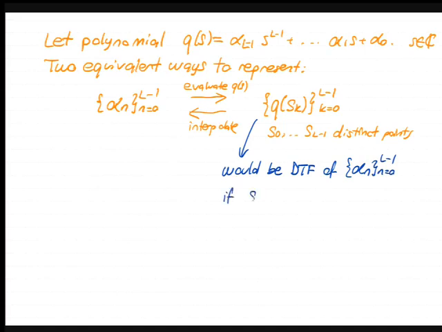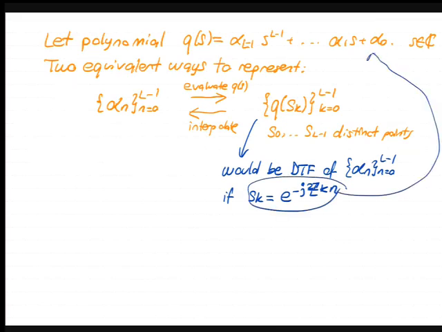if I select my samples according to what rule? You're not saying it confidently. Oh, okay, roots of unity. E to the negative j 2 pi over L times k times n, right? If I take this and substitute above, what I'm really doing is the definition of DFT, right?